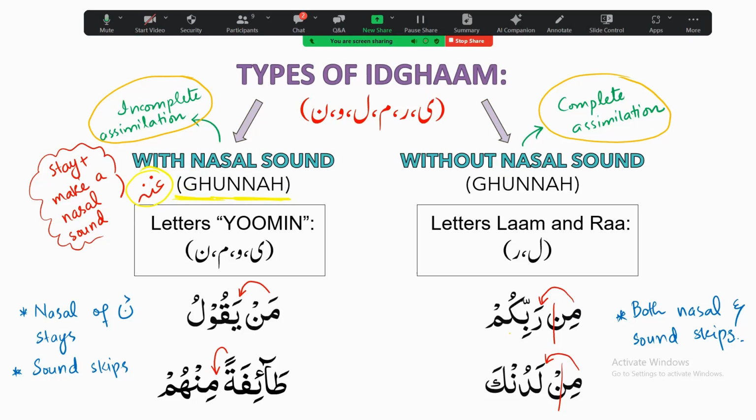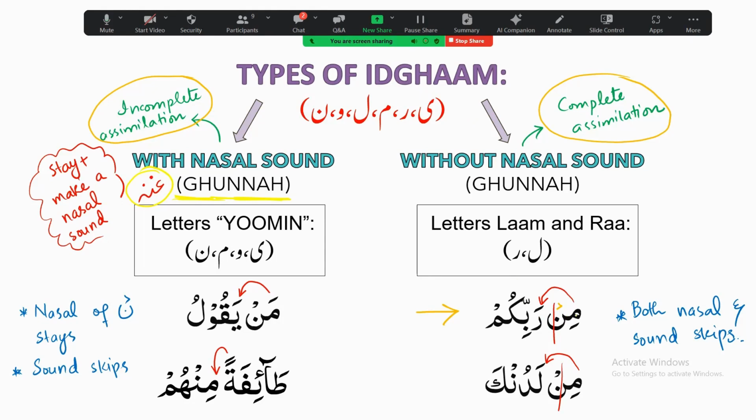Okay, just quickly moving on to the example here. First of all, let's see this example, which is "mir rabbikum." We have already discussed this example on the previous slide as well. "Mir rabbikum." I mentioned that there is a noon sakin here, and after noon sakin there is the letter ra. So yes, ra was one of the six letters of Yarmaloon.